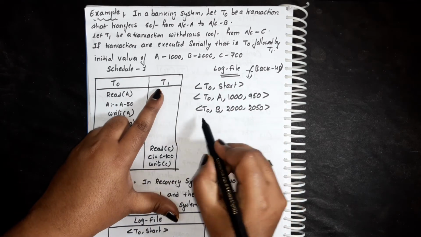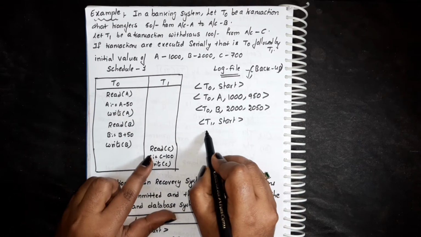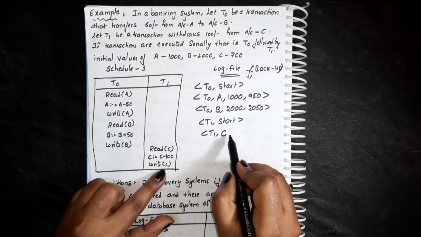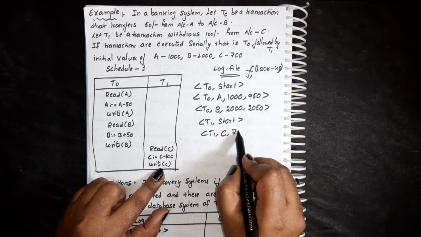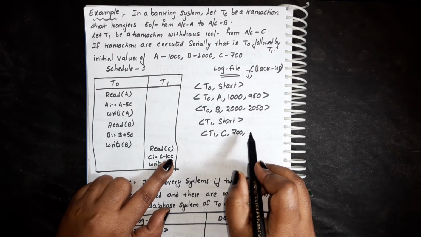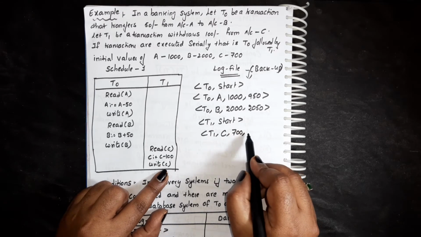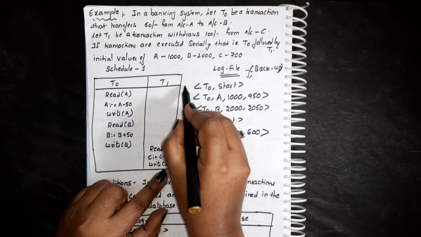Then afterwards the T1 transaction starts. So, T1 start. Then T1 reads the data item, the data item name is C. Here it reads the data item value 700, then 100 rupees are going to be deducted from account C. So the new value is 600. So, this is the log file.